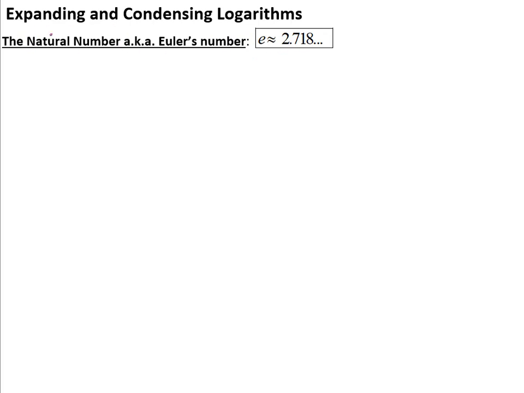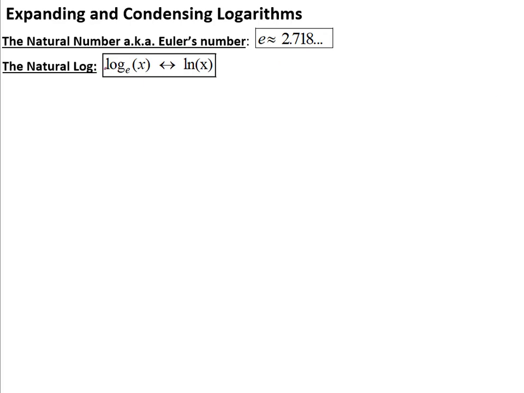So this is called the natural number, aka Euler's number. I don't believe e was for Euler, but I'm not 100% on that. And its decimal approximation is about 2.718. And again, this has to do with exponential growth and things at infinity.